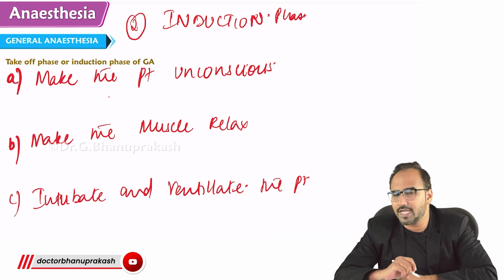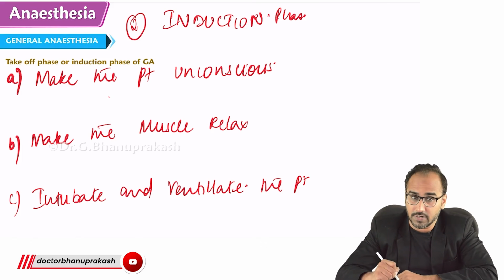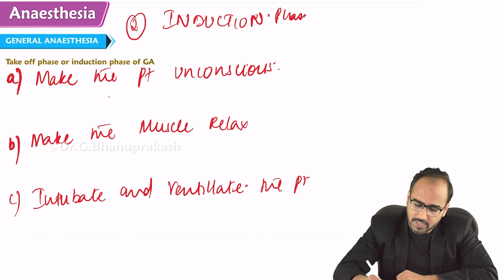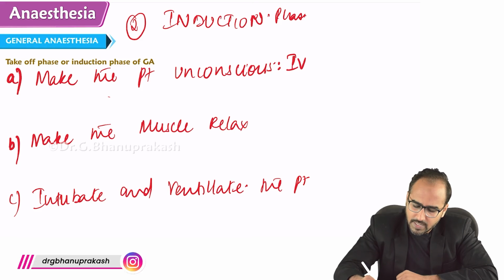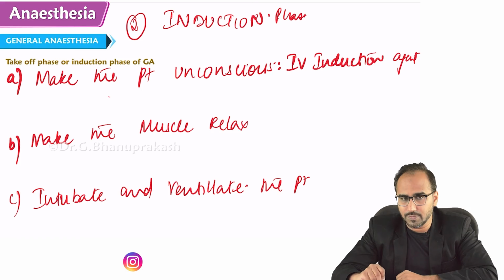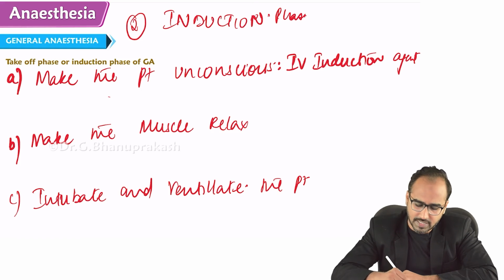The first aim in the induction phase is to make the patient unconscious. How will you make the patient unconscious? If it is an adult, you make him unconscious by using IV induction agents. For an adult, you make them unconscious by using an IV induction agent.